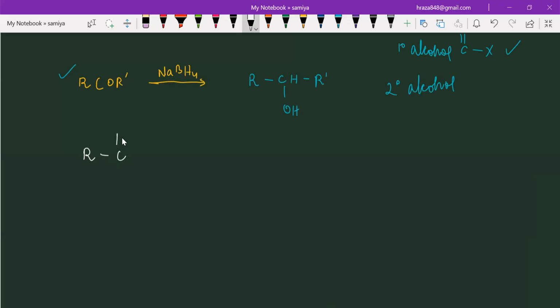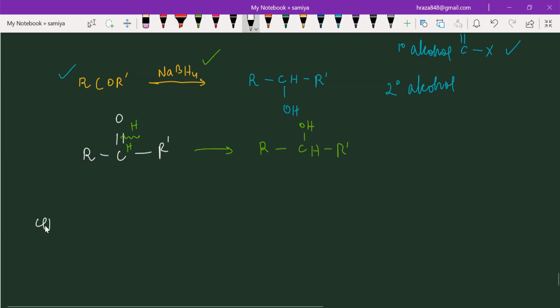You can easily understand RC double bond O and R dash. So what happens when you are going to add NaBH4 to this? One of the bonds will be broken. H will be added here and here. So you can see R, C, H, R dash and OH. Are you getting my point?